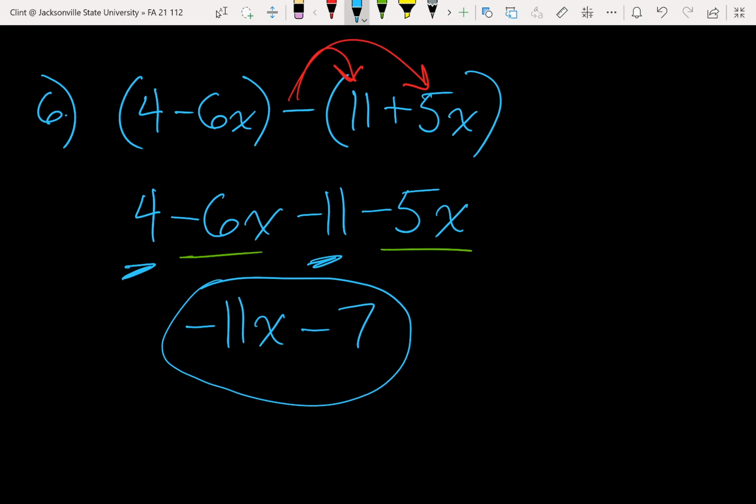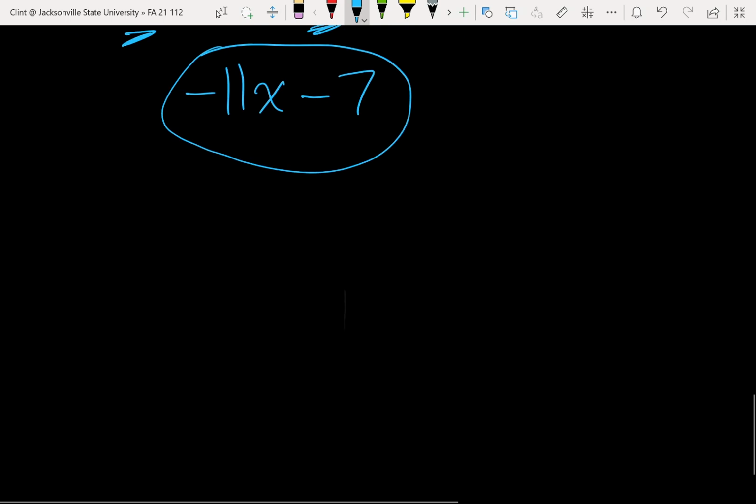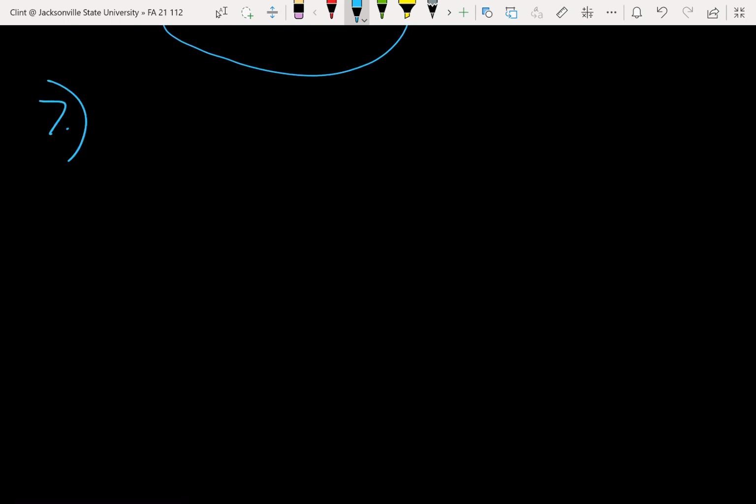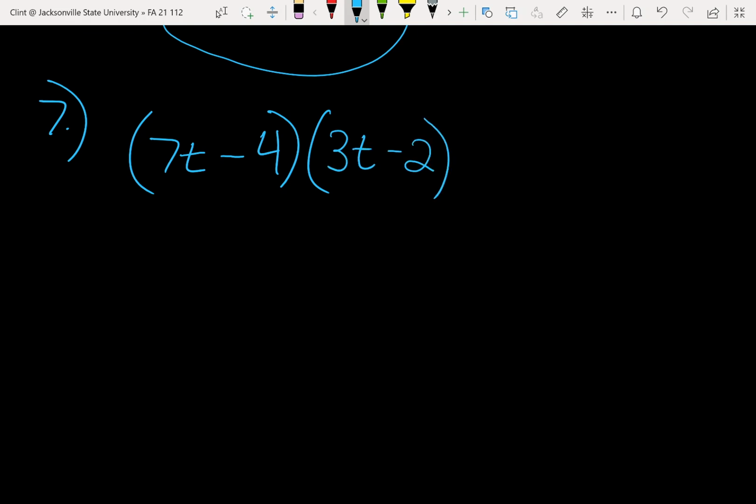All right. Number 7, if you do have any questions, make sure to stop me. Okay? Let me know. 7 says multiply using the FOIL method. And mine gives me 7t minus 4 times 3t minus 2, which I don't really like when they use t as a variable, because sometimes t's look like pluses.